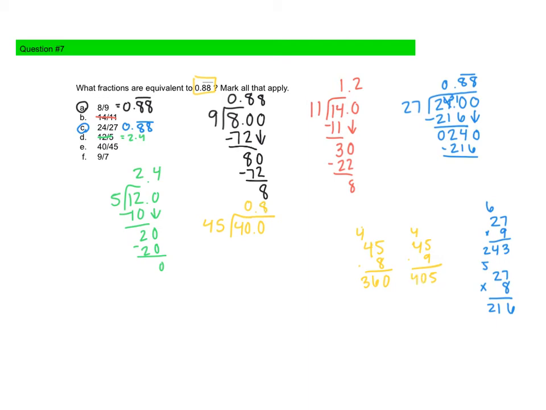So I'm going to have to keep going because I think that this might be my answer. So 45 times 8 was 360. I subtract, I get 40. Bring down a new 0. And yes, this is just going to keep going. It's the same numbers as before. It was 400. So this is one of my answers, 0.88 repeating.